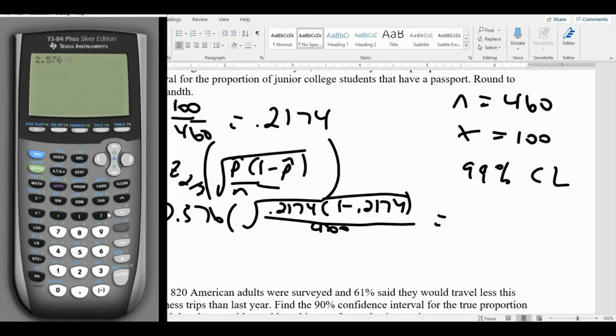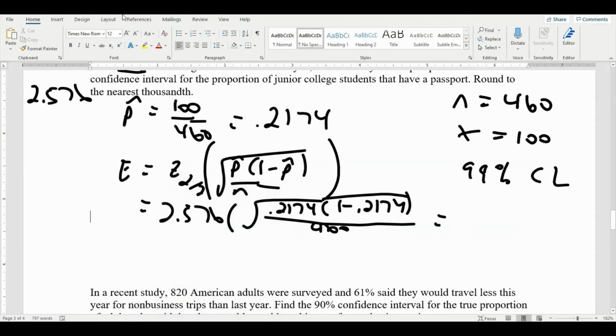2.576 times the square root. Put that in parentheses: 0.2174, close, times 1 minus 0.2174, close, divided by 460, close. Enter. 0.0495. That's the margin of error.